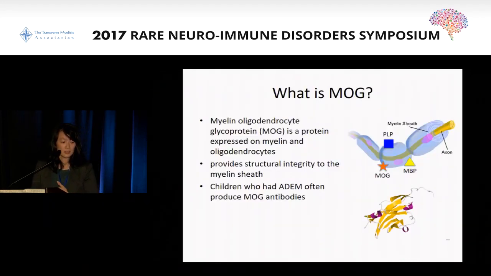So let's define what MOG is. It stands for myelin oligodendrocyte glycoprotein. This is a protein that is, again, expressed on the myelin sheath and the myelin-producing cells called oligodendrocytes. It provides structural integrity to the myelin sheath, so it's a pretty important factor in it, and you wouldn't want that to be injured. And then researchers have noticed that children who have ADEM-like illnesses are often the ones who have the highest MOG antibodies and are the ones most commonly found to have MOG antibodies.